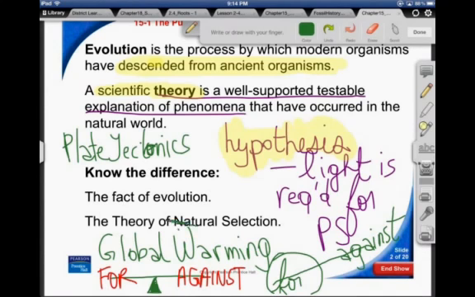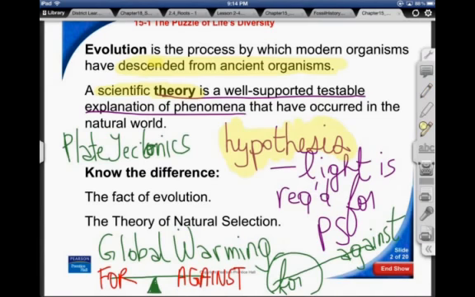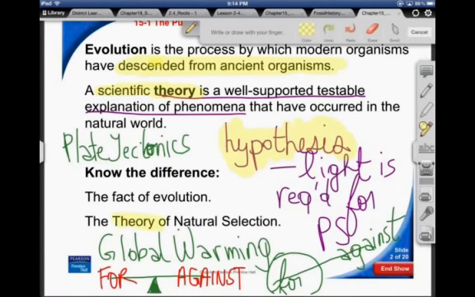One of the theories that you have to pay close attention to is the theory of natural selection. Now, you have to take into consideration that theories are about one whisker shy of being a law.